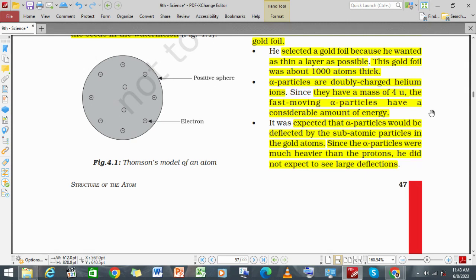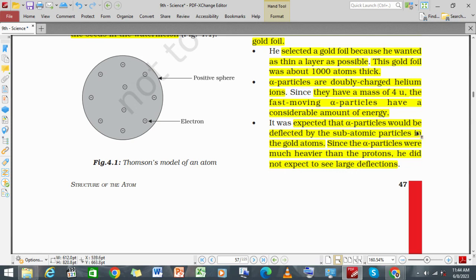These alpha particles also had energy, and it was expected that the alpha particles would definitely be deflected by the subatomic particles. That means every single ray of alpha particles, those helium particles, would be reflected back. Why? Because according to J.J. Thomson, everything inside the atom is positive, and when helium rays are passed, these atoms will be deflecting them. These rays would be deflected back hugely, and only some rays would go in between the negatively charged electrons, as was expected.